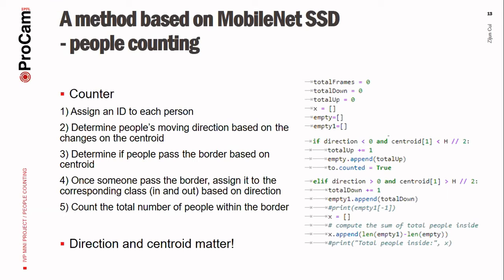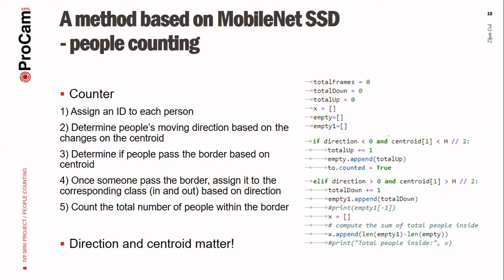Well, now we have defined the model. Let's consider the counting function. This counting is a little bit more complex than the former one. At first, it assigns an ID to each person because we need to track people's movement. And the program will continuously check whether people in the current screen have their ID or not. Then we need to determine people's moving directions based on the changes in the centroid. In this case, the directions are simply up and down.